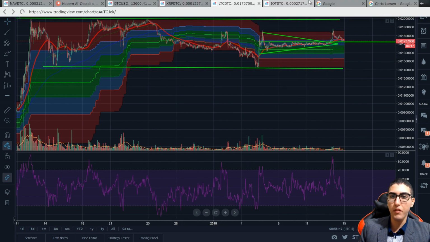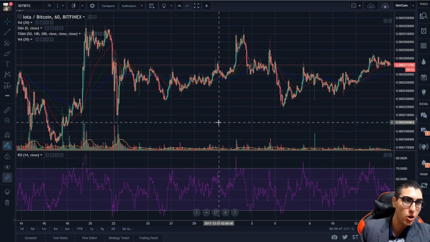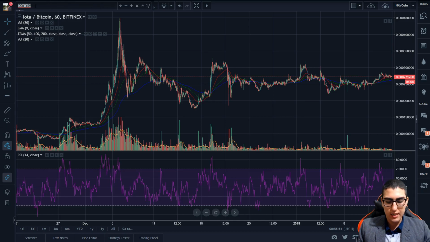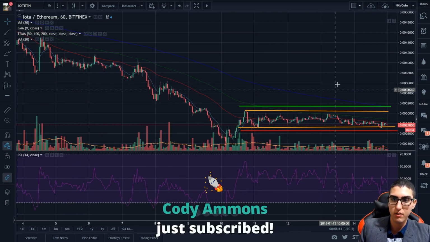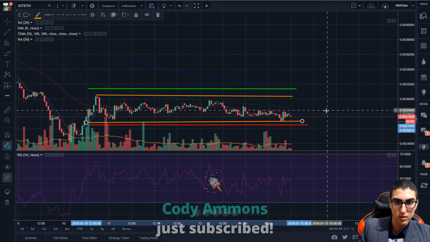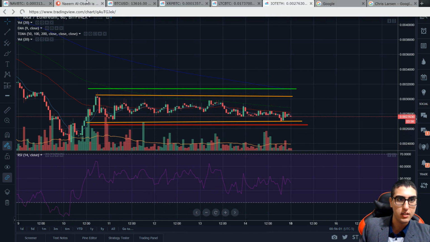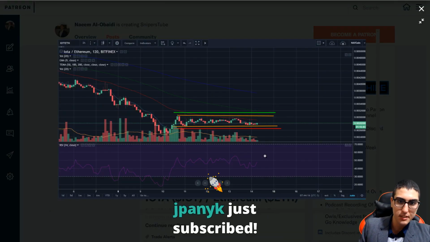So let's move on to the next coin here, and the last coin before we start this live stream, guys. This is IOTA BTC. We did a trade alert yesterday for IOTA ETH because I actually saw this right here, which is pretty much still forming. You can see within this channel. We did that trade alert for all of you that are Patreons. Now, I'm still watching this.